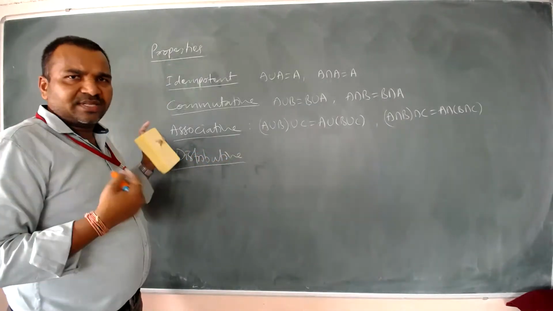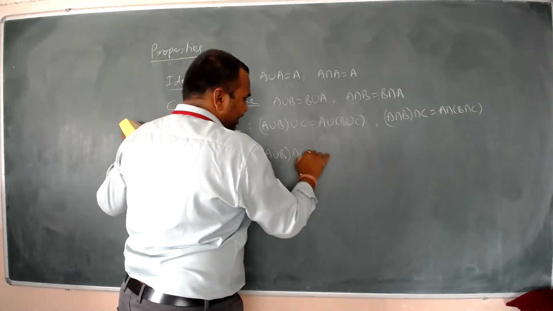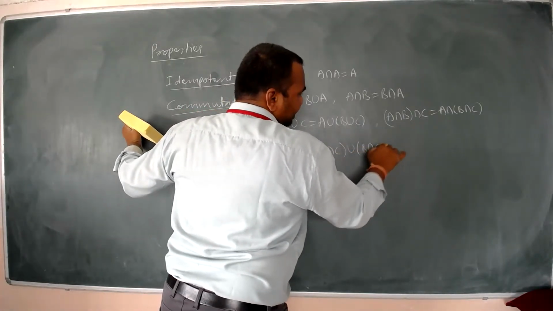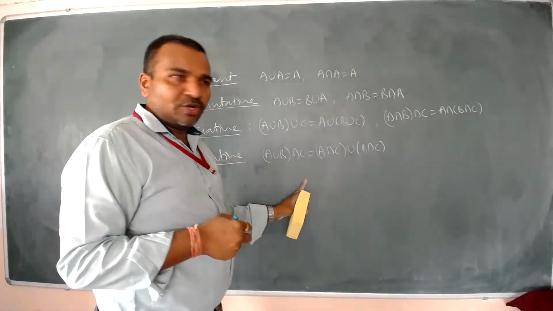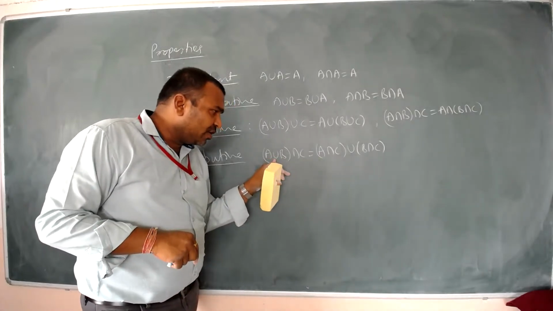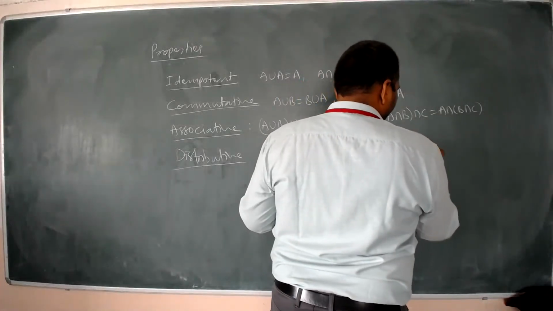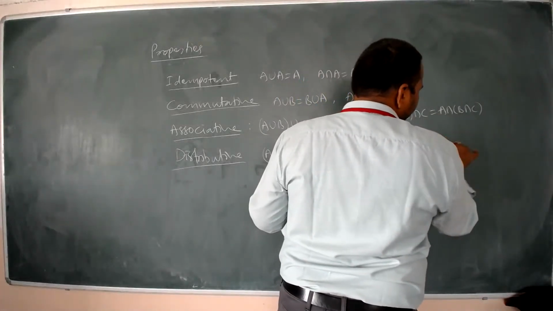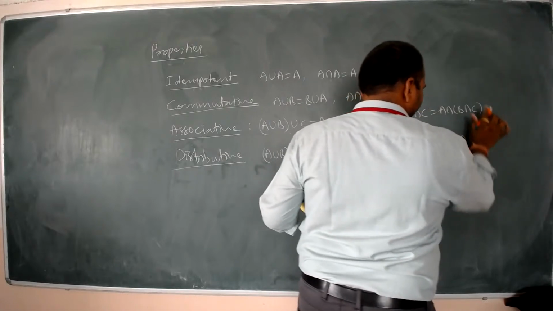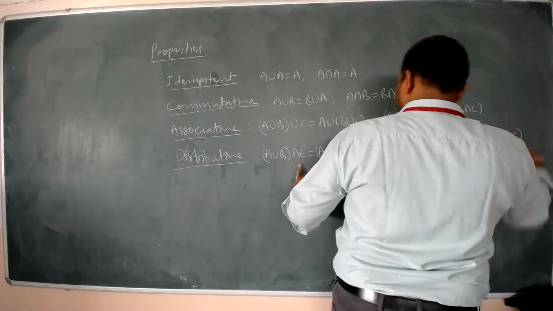So there are two types here also. We'll discuss that. A union B intersection C equal to A intersection C union B intersection C. This is the distributive property of union over intersection. Similarly, one more is there, so we can write that. A intersection B union C can be written as A union C intersection B union C.